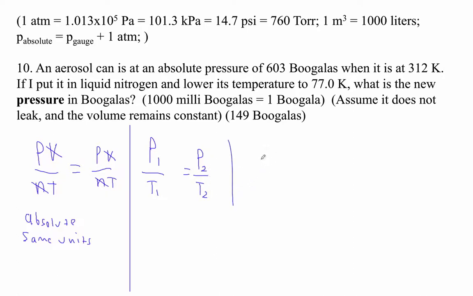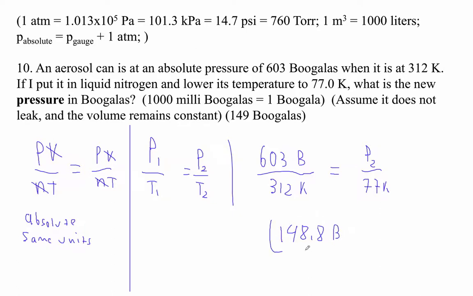Okay, so pressure 1 is 603 bougelas, which is an absolute pressure scale. Okay, and then our temperature is 312 kelvins, right? And then pressure 2 is what we're trying to find, and then 77 kelvins. This looks a lot like the formative assessment. Maybe I took it right from there. Okay, so 603 divided by 312 times 77 is 148.8 bougelas, okay?